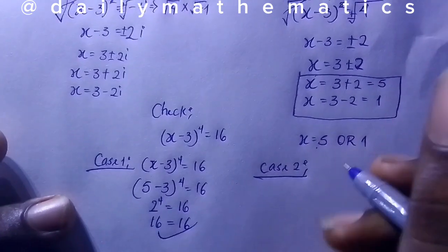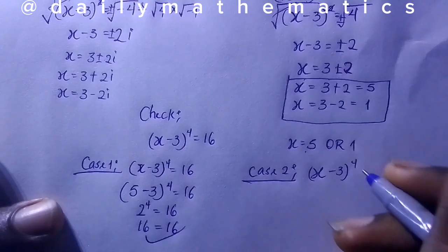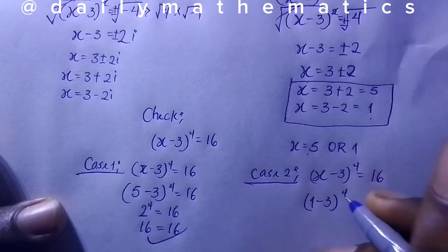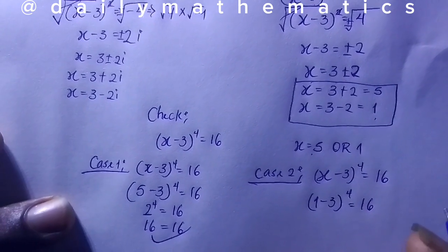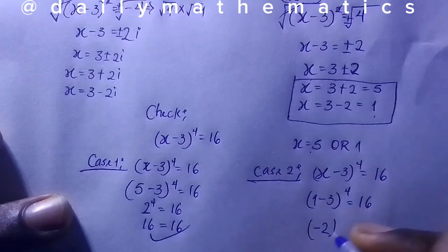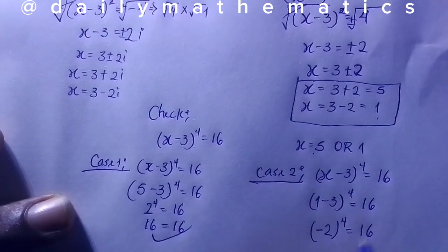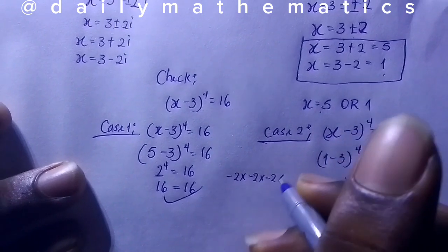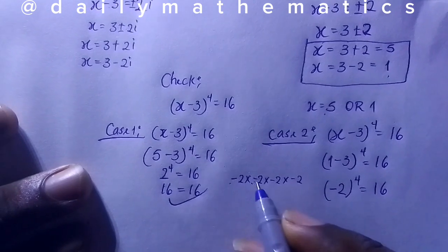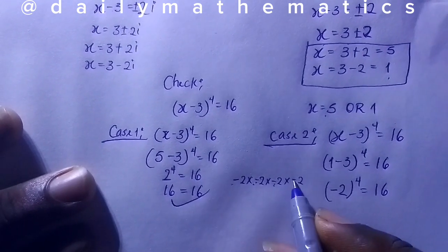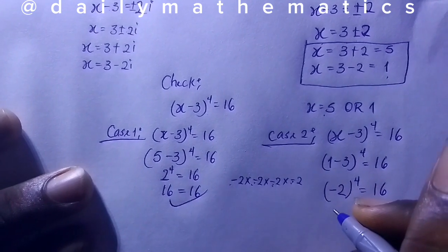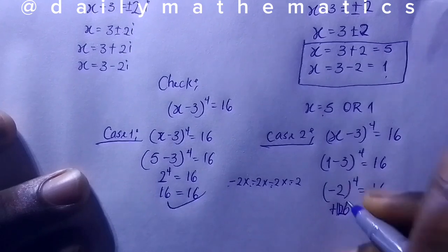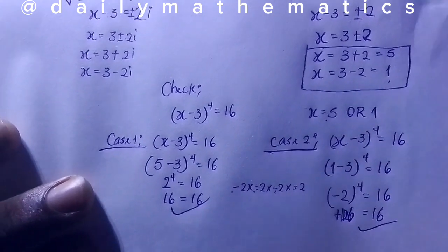So we have (x minus 3) raised to the power of 4 equals 16, and x here is 1, so that's (1 minus 3) raised to the power of 4 equals 16. Now what is 1 minus 3? 1 minus 3 is minus 2, raised to the power of 4 equals 16. Minus 2 raised to the power of 4, that's minus 2 times minus 2 times minus 2 times minus 2. Minus times minus gives us plus, plus times minus gives us minus, minus times minus, sorry, gives us plus, so that we have plus, right? So plus 2 times 2 times 2 times 2 gives us 16, right? So 16 equals 16. So both case 1 and case 2 are the same, right?